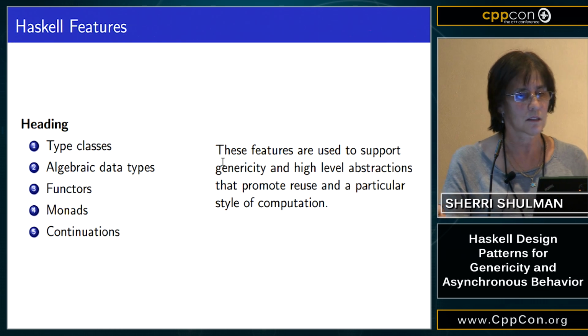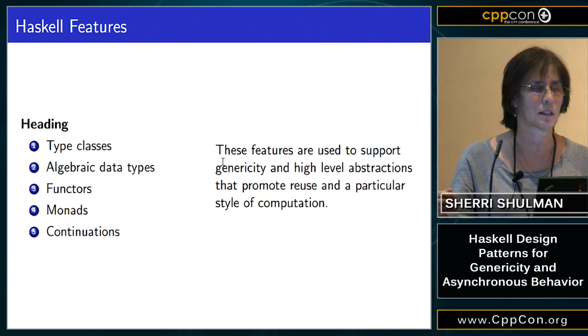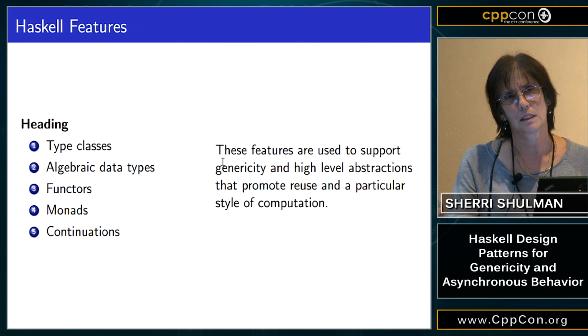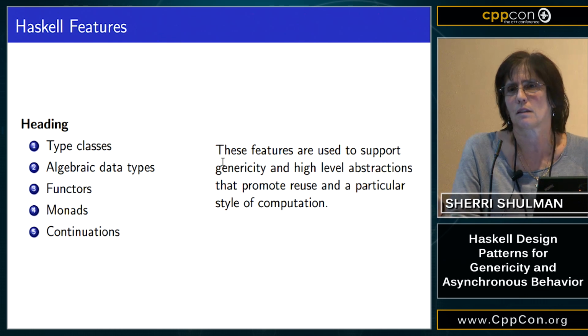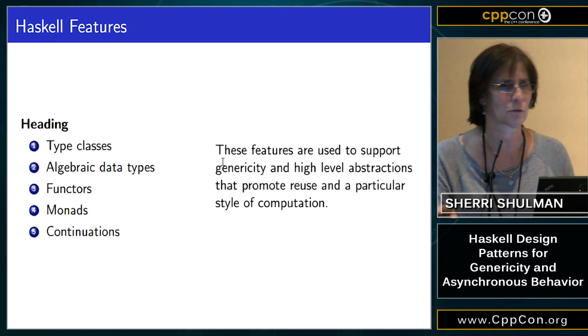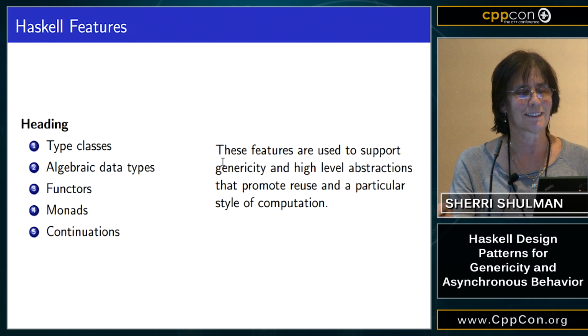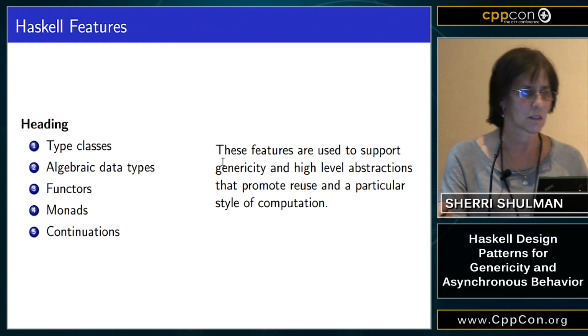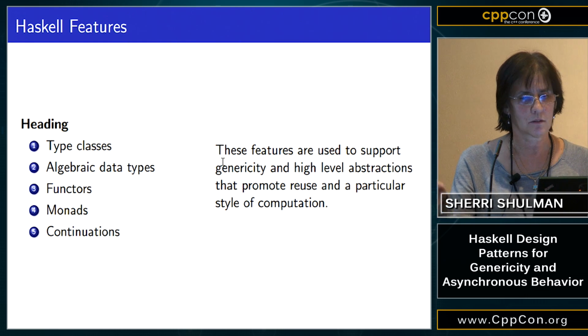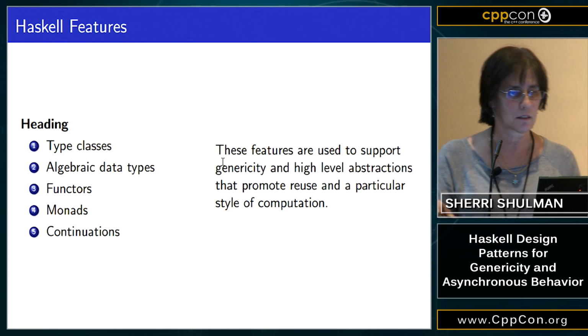All right, so if we look at some Haskell features that we're going to look at, type classes. The easiest way to think of type classes is that it's like an interface or a pure abstract class. It really specifies constraints on a type. Okay. Algebraic data types in two forms, functors, monads, and continuations.